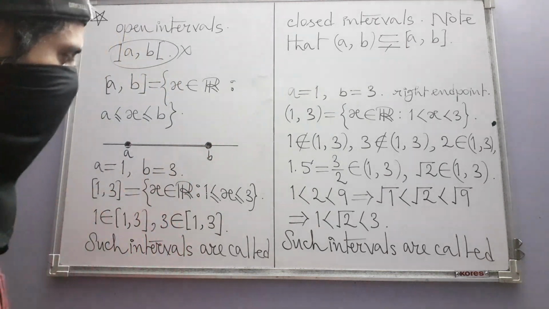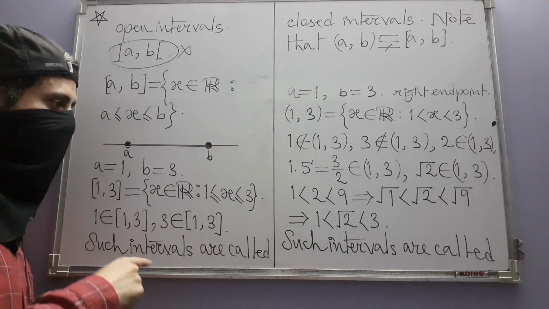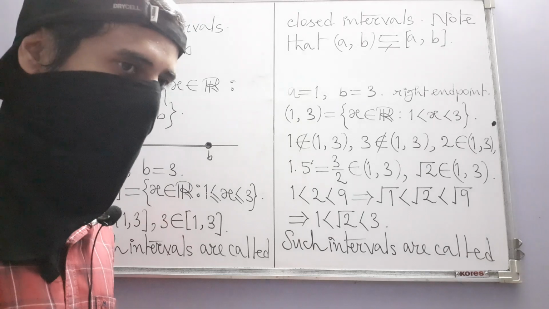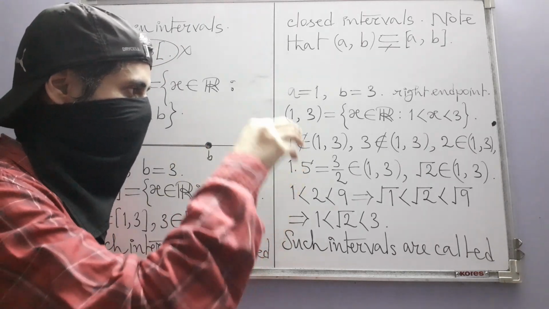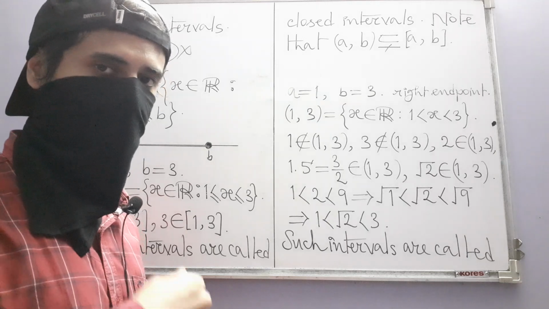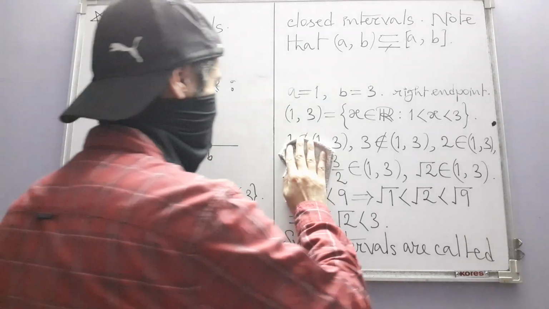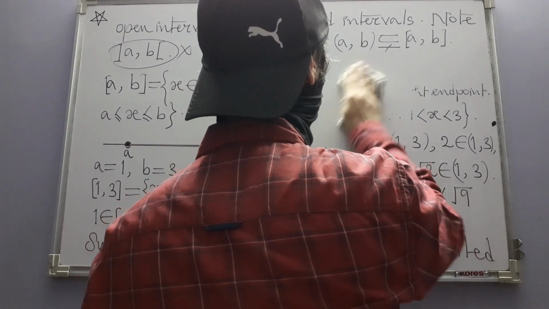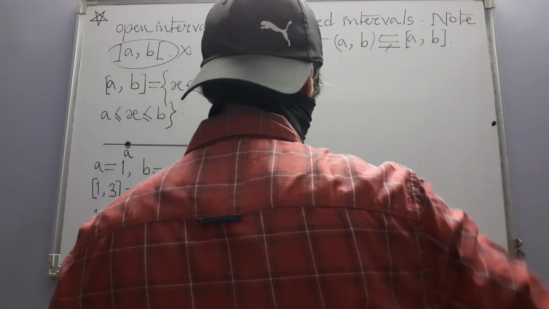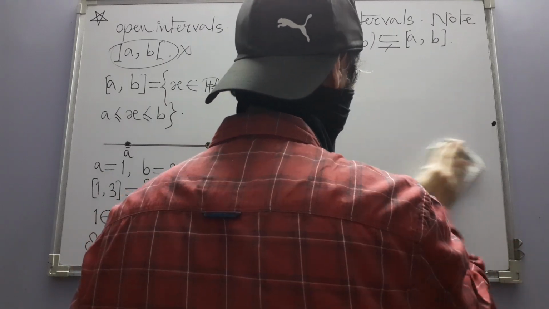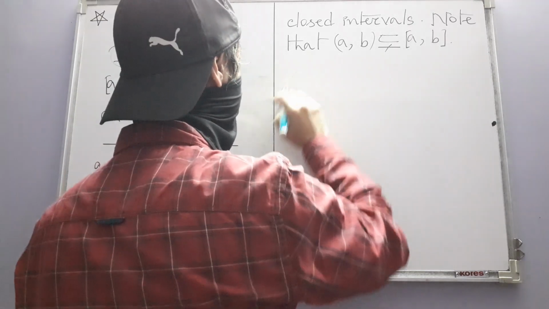But there are 2 other types of intervals. You can imagine what we are going to see next. One of the boundary points is an element of the set, but the other one is not. And depending on which one you choose to keep in the set and which one you choose to throw out, you get 2 more. And they are these.